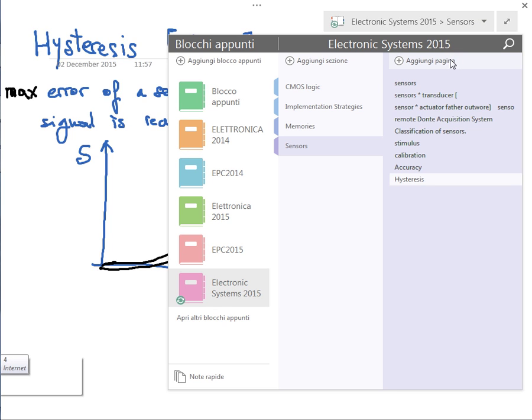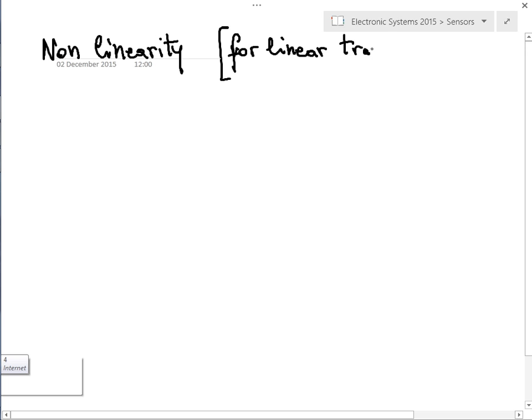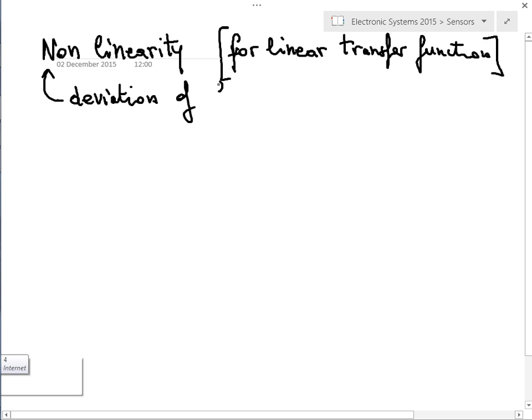So we are introducing another one. This is a very easy one. It's the nonlinearity of a sensor. This is of course only valid for linear transfer functions. Otherwise it makes no sense to define the nonlinearity. Nonlinearity, of course, is a deviation of f, the transfer function, from a straight line.